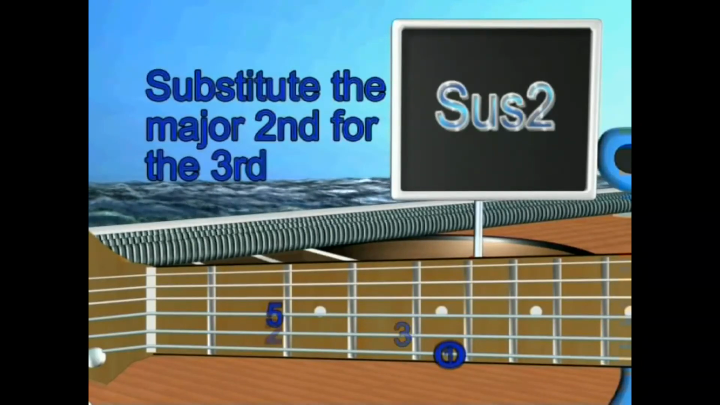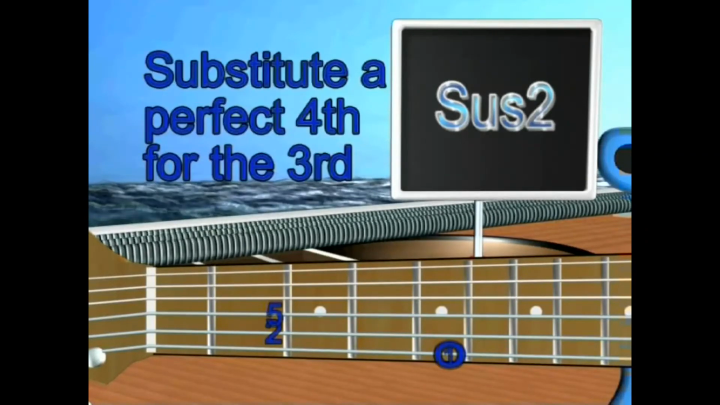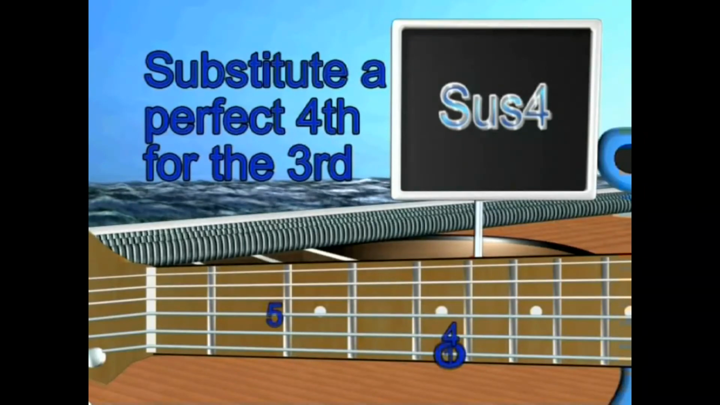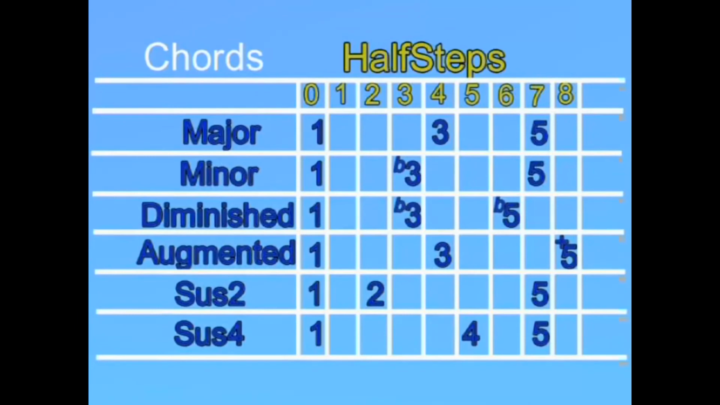A sus2 replaces the third with a major second, 2 half steps above the root. A sus4 replaces the third with a major fourth, 5 half steps above the root. The following chart reviews the chords that can be built from a major triad.